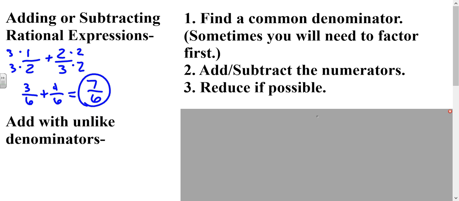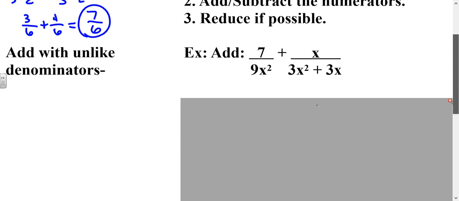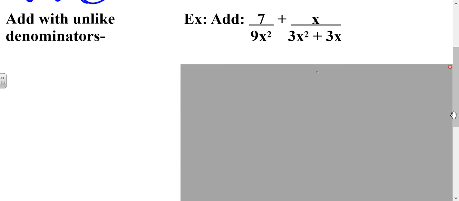So it's just the same thing with polynomials. You find the common denominator, and sometimes you have to factor first to do that. Then you just either add or subtract the numerators, and then you reduce if you can. So it's the same thing. So we're going to try doing this. So we're going to have 7 over 9x squared plus x over 3x squared plus 3x.